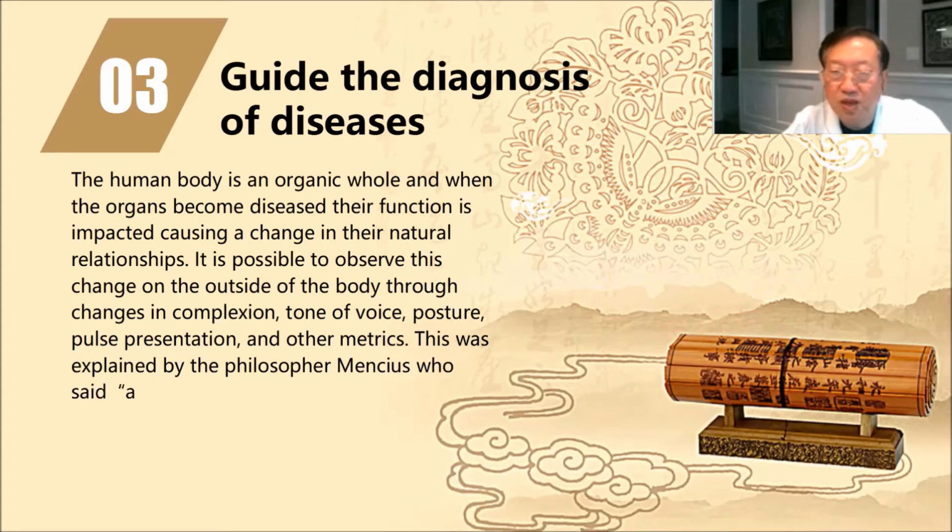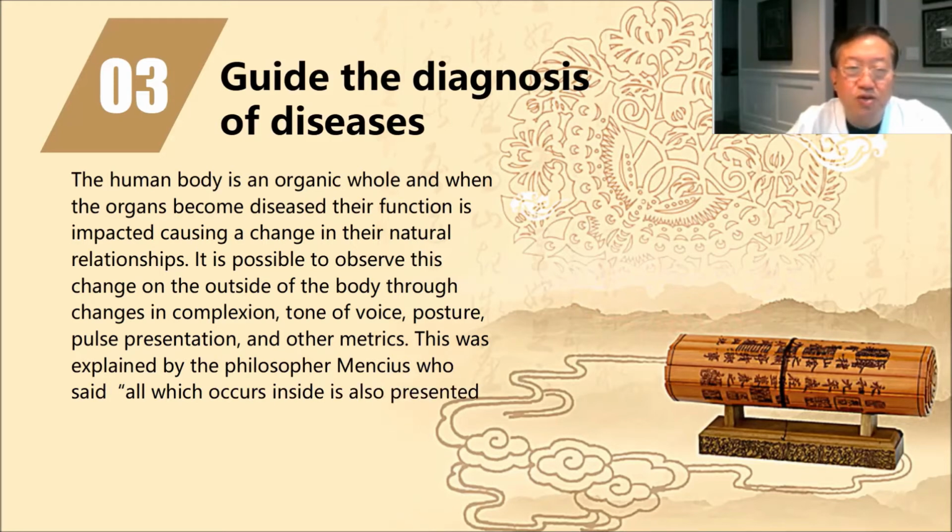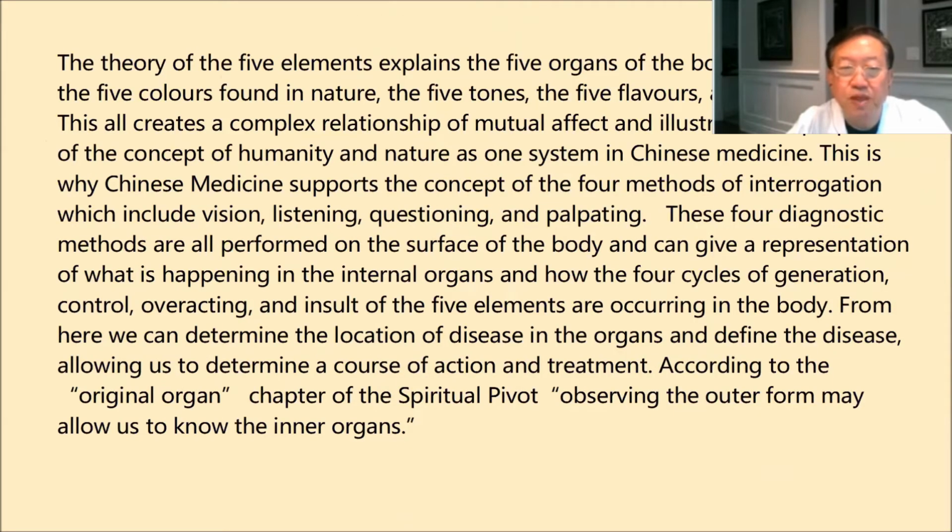This was explained by the philosopher Mencius, who said, all which occurs inside is also present on the outside. The theory of the five elements explains the five organs of the body in relation to the five colors found in nature, the five tones, the five flavors, and much more. This all creates a complex relationship of mutual effect and illustrates the purpose of the concept of humanity and nature as one system in Chinese medicine.